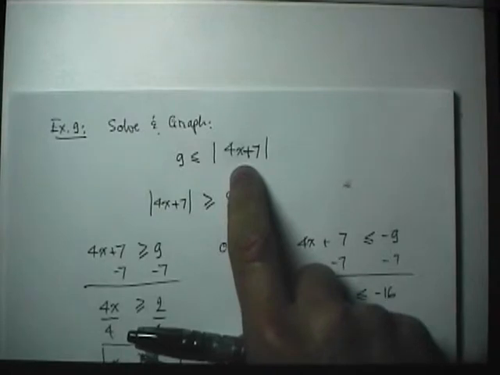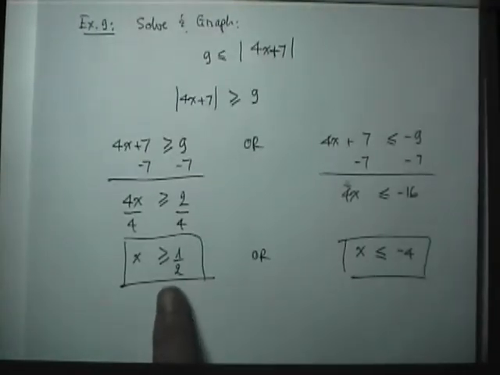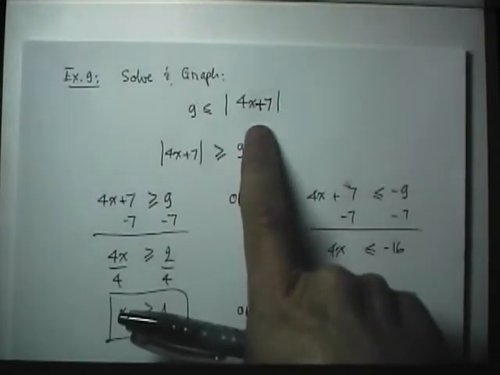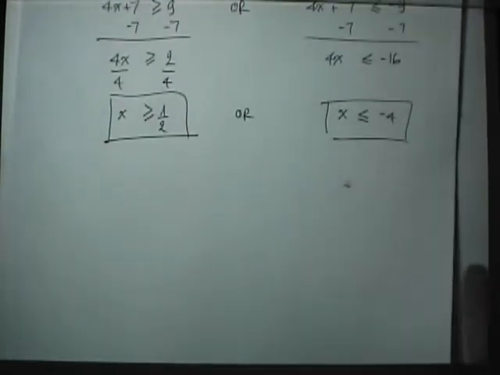So once again, the logical meaning of this final solution is that in order to make the starting inequality work, as long as x is greater than or equal to 1/2, or x is less than or equal to negative 4, then the starting inequality will be satisfied. That's the logical meaning of it.